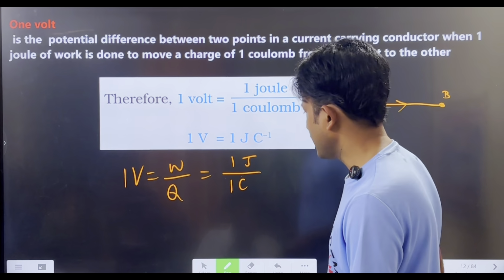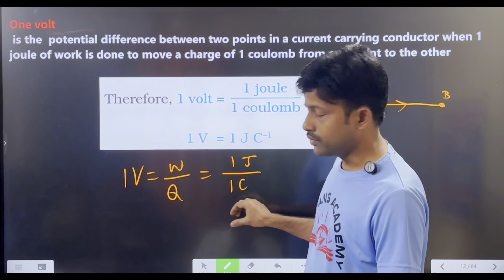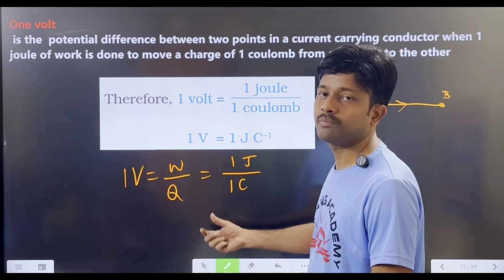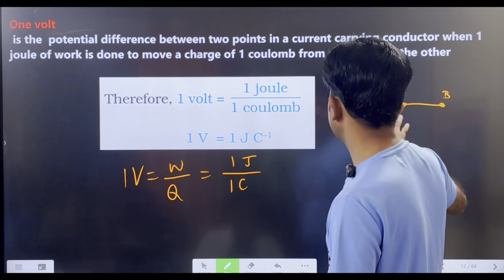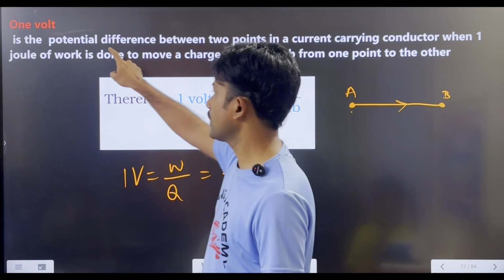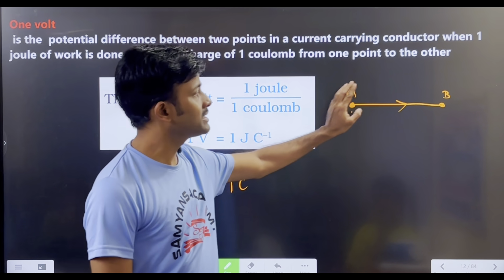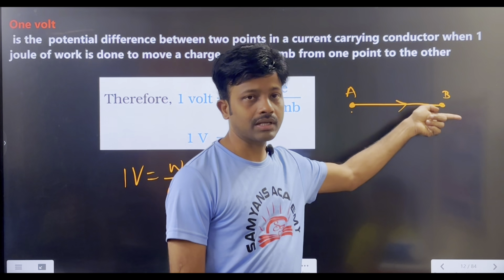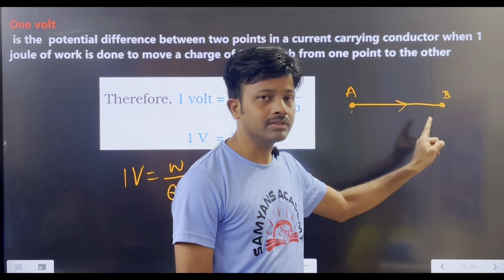1 volt we can define like this: 1 joule of work is done to move 1 coulomb of charge from one point to another point. This is happening between the 2 points. The 1 volt is the potential difference between the 2 points carrying some current. So this wire is carrying some current, and this is the potential difference between the 2 points. So it is said to be 1 volt.